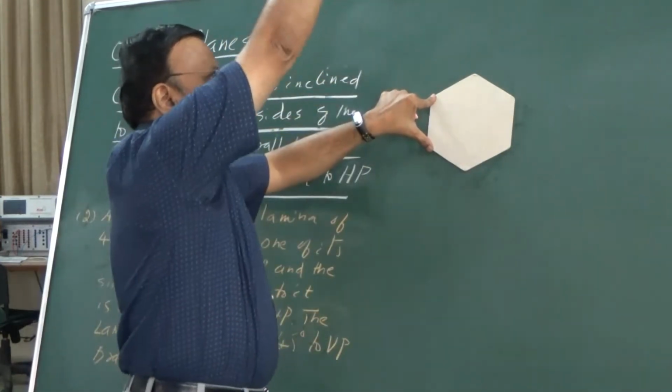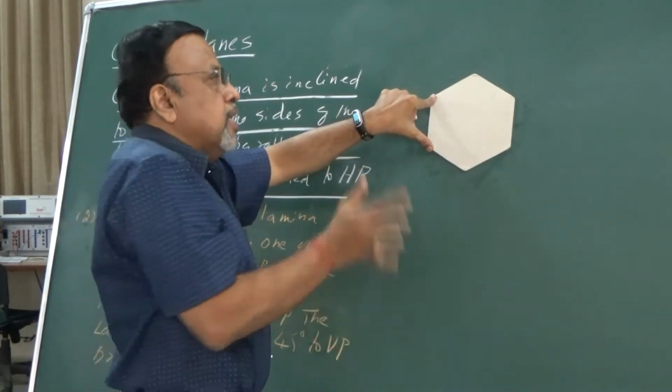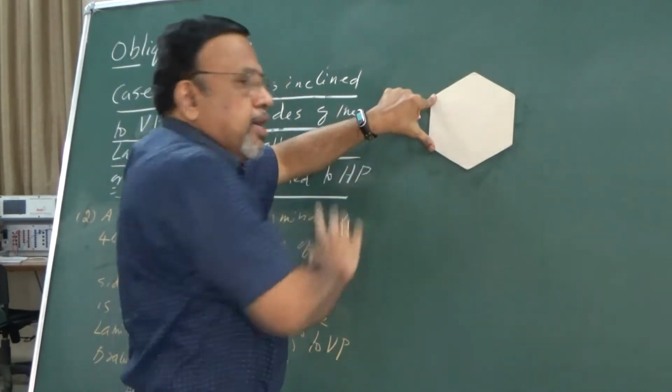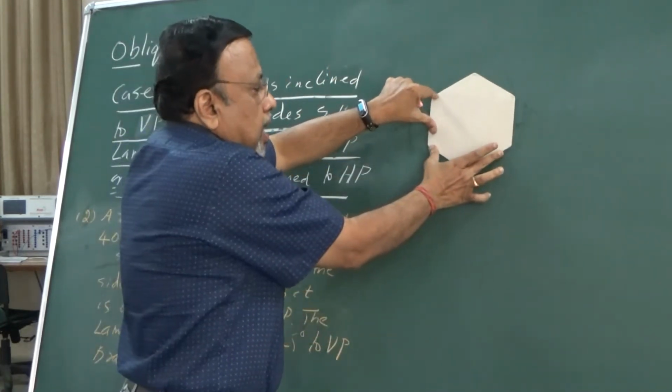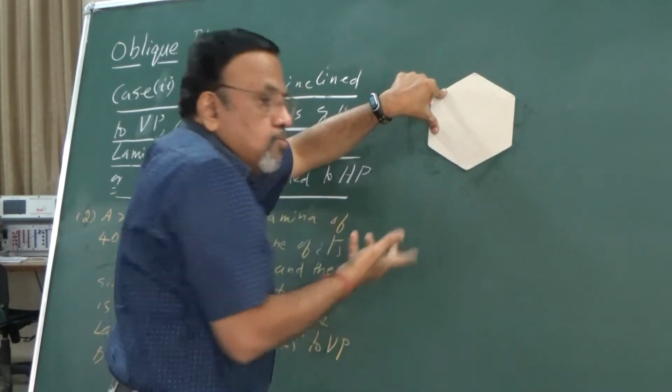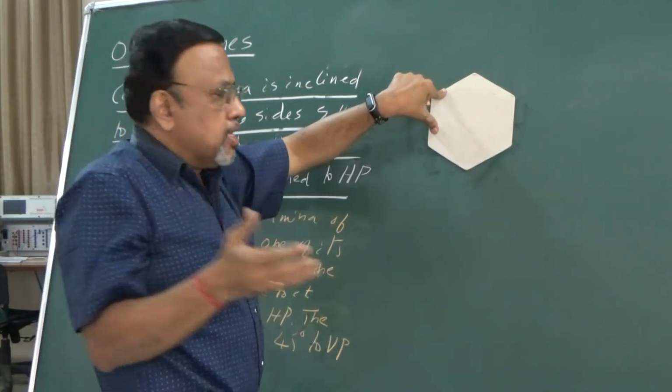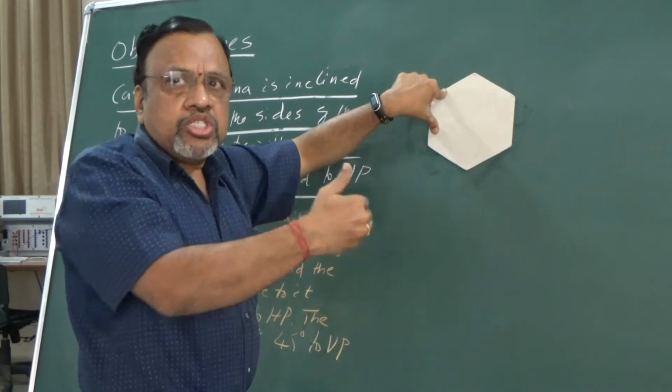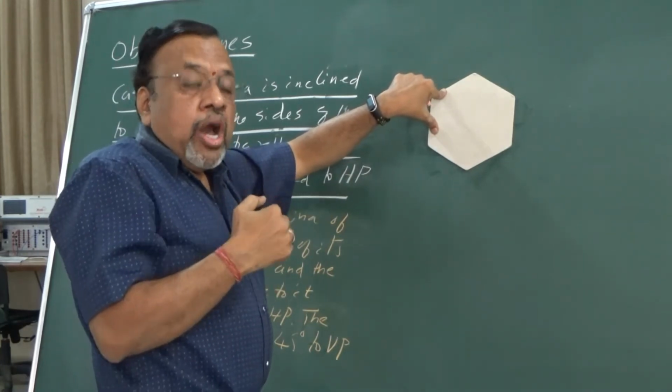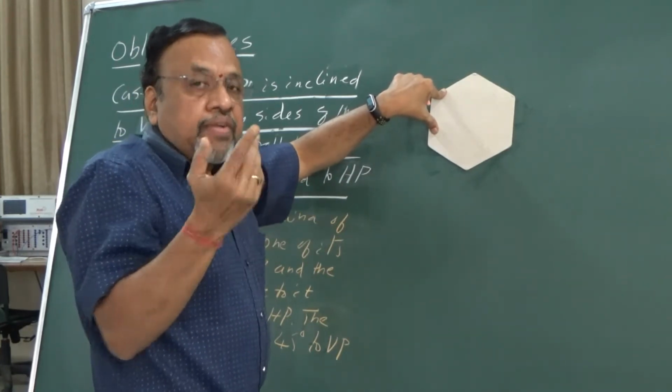Okay, now what about the corresponding top view? As you can see, since the lamina is in VP itself, the top view of this particular lamina, which is seen as a line, will be on the XY line itself. So that is, stage 1 is over. So what is stage 2? In stage 2, I need to now satisfy the surface inclination.